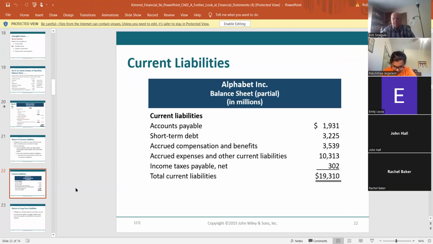So here they're showing a typical listing. You start with accounts payable, and then after that, you might see notes payable, which is different from accounts payable. And then you have the accruals, something called accrued this, accrued that. Whenever you see the word accrued, that means it's a liability. And you're going to do a lot with accruals shortly. And then income taxes are always due within a year. Total current liabilities, 19,310.